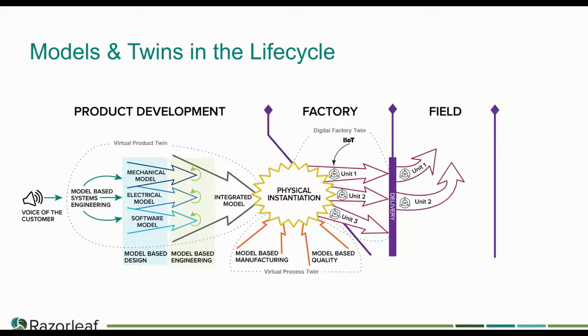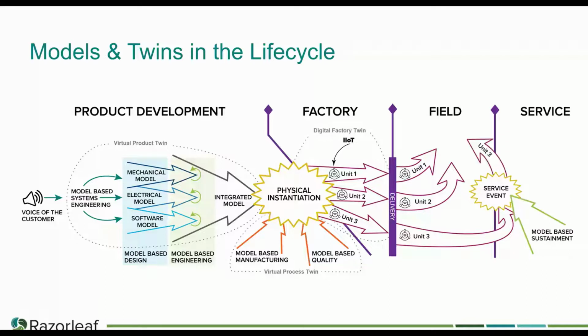As those products are delivered and they go out into the field, Unit 1 and Unit 2 make it out there and they're being used by customers. Let's take the example of Unit 3, which is out there being used, but then needs some maintenance, some service event, some repair, something like that. So this starts to bring in not only the field area, the products being used in the field, but also the service component when they have to come back in to have some work done on them. There's another area where we have some planning that we need to do, this model-based sustainment activity that would tell us what kind of service we do and get our unit back into the field.